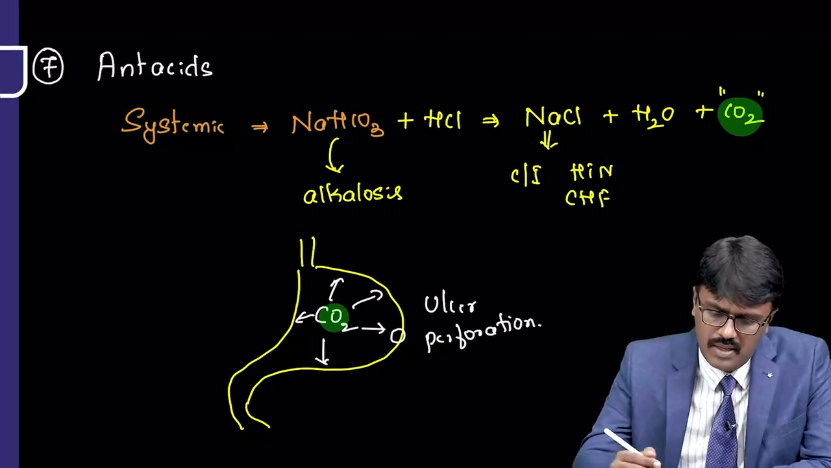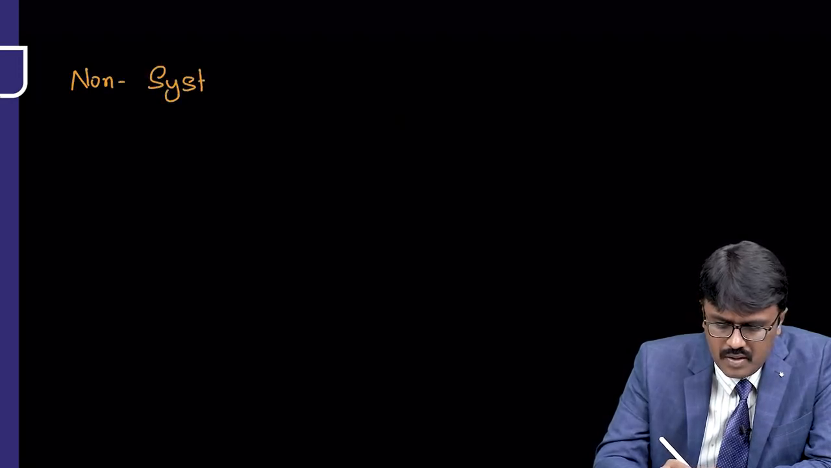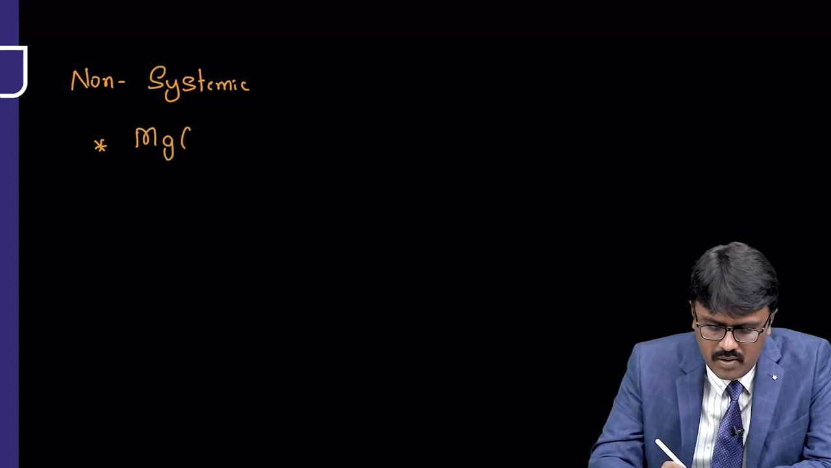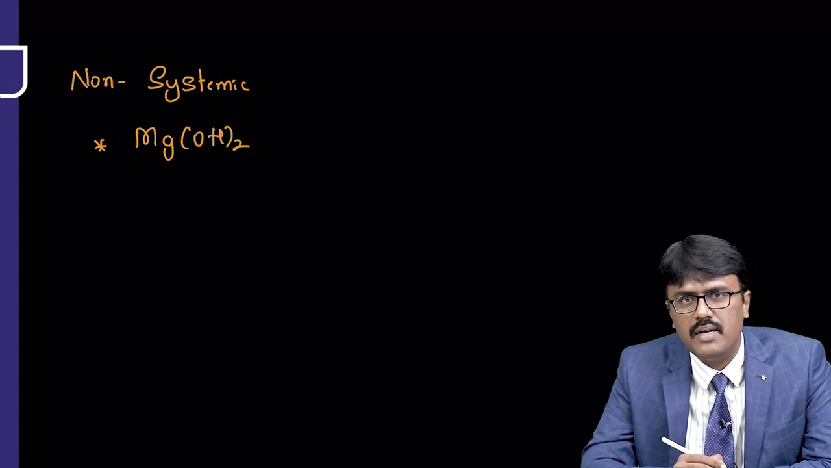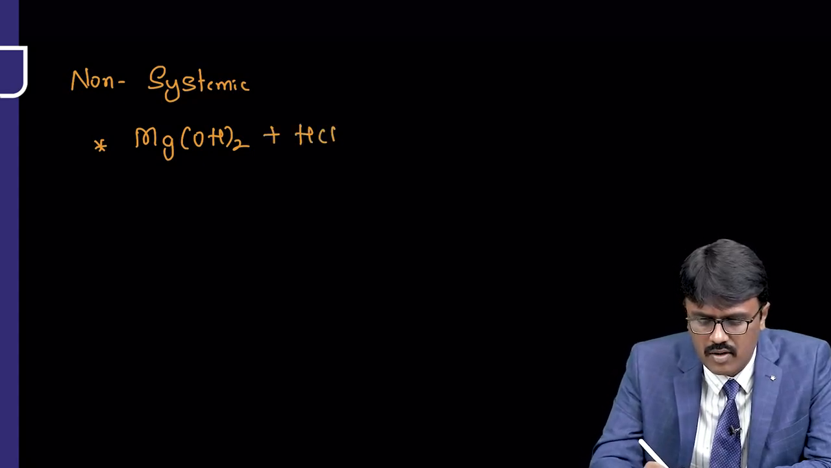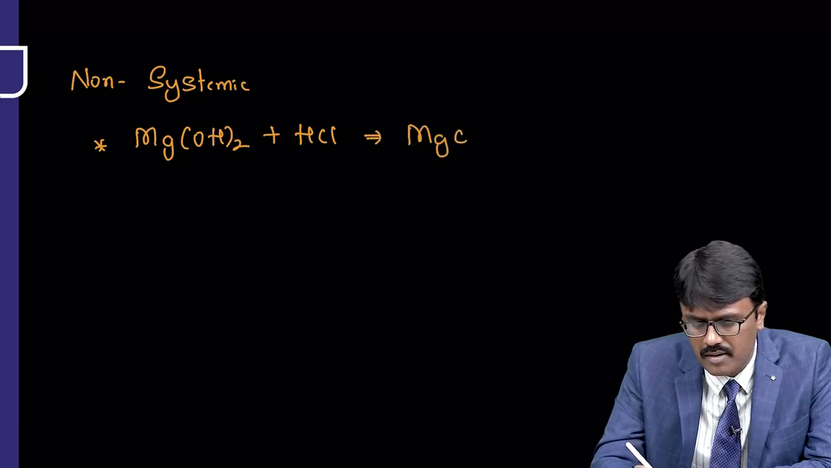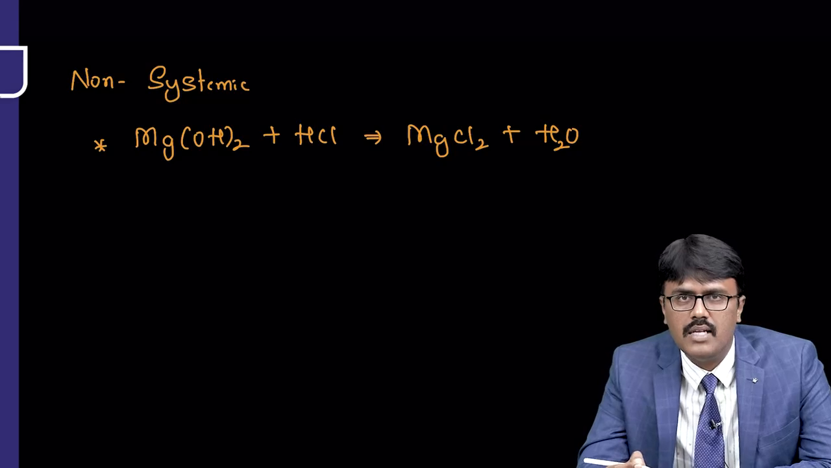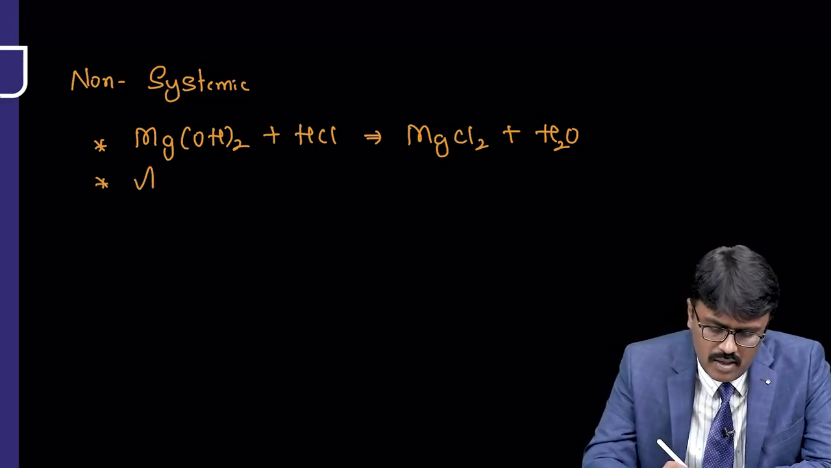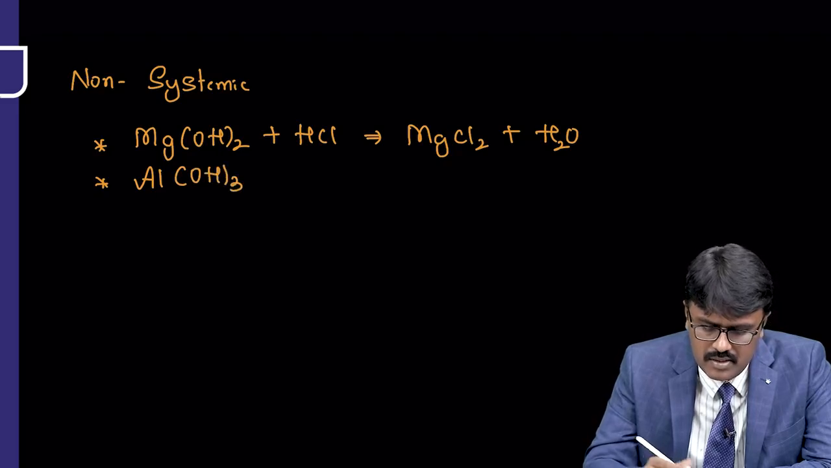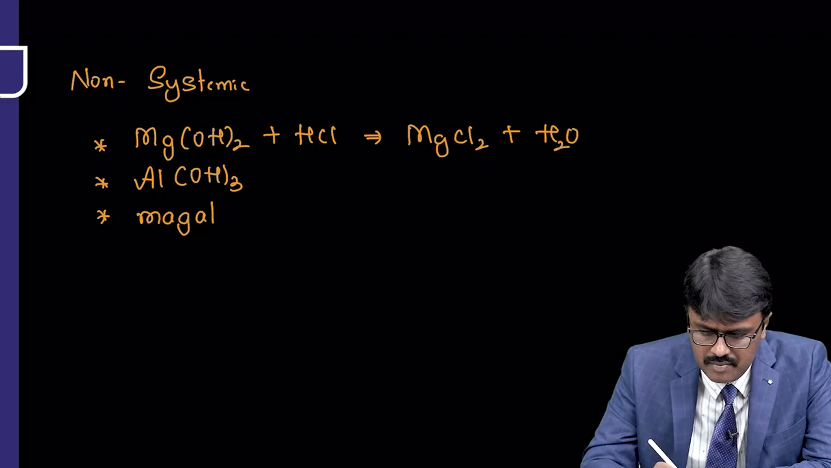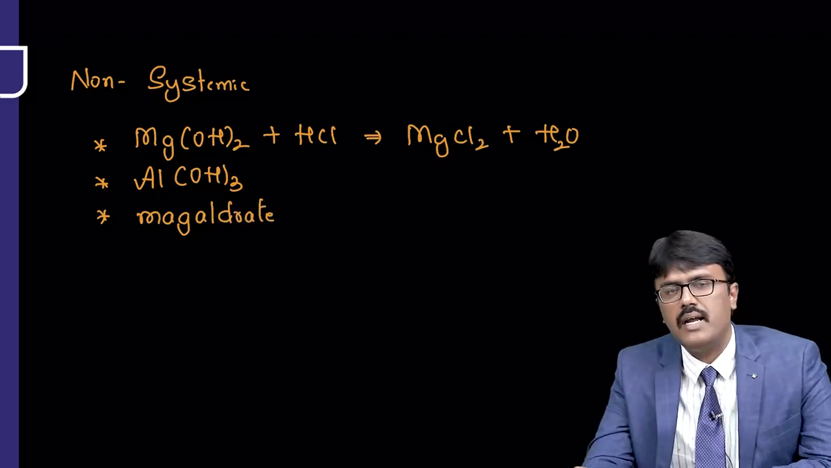So then what is used? Recently we have come up with non-systemic antacids. So what are those? The name is magnesium hydroxide. If magnesium hydroxide combines with HCl, what do you get? You will get magnesium chloride plus water. So there is no chance of carbon dioxide, so there is no risk of ulcer perforation. One more drug is aluminium hydroxide, written as Al(OH)3. Then we have a drug called magaldrate. So these are the non-systemic antacids we use.